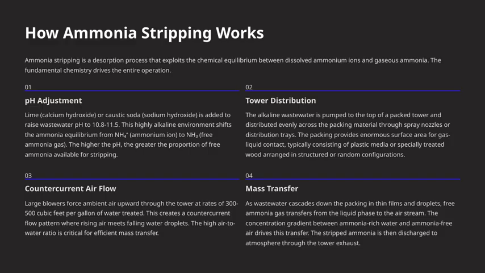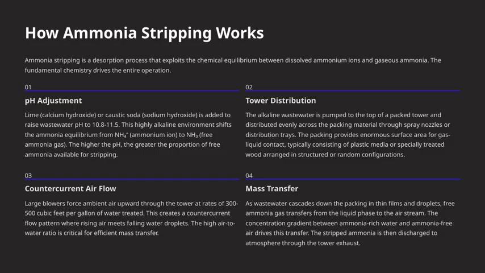Essentially, it's a desorption process that relies on the chemical equilibrium between dissolved ammonium ions and gaseous ammonia. The chemistry involved is the key driver of the whole operation, so understanding that is crucial. First, we need to adjust the pH of the wastewater. We do this by adding lime or caustic soda, which raises the pH to around 10.8 to 11.5. When we make the environment highly alkaline, it shifts the equilibrium from ammonium ions, which are dissolved in water, to free ammonia gas. The higher the pH, the more free ammonia we have available for stripping.